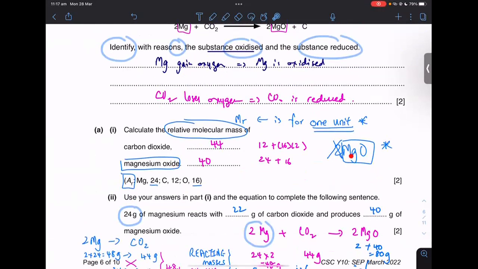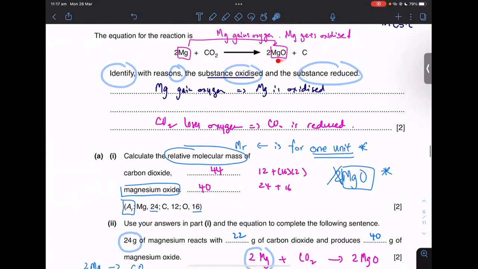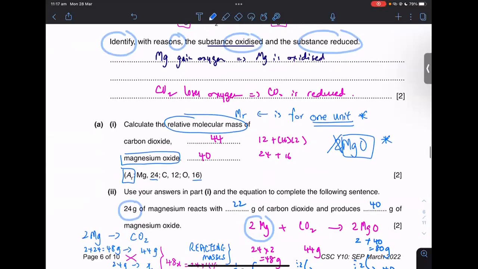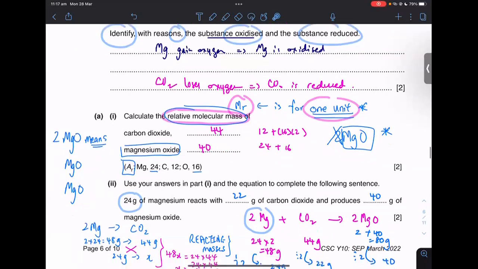Magnesium oxide is the biggest problem because they look at 2 MgO. What does 2 MgO actually mean? From your notes in year 9, it means there are MgO and MgO. However, there was also the notes in year 9, relative molecular mass, Mr, is for 1, only for 1. You don't look at 2 of them, you look at 1. Therefore, it's just 24 for 1 magnesium and 16 for 1 oxygen, add them up together.